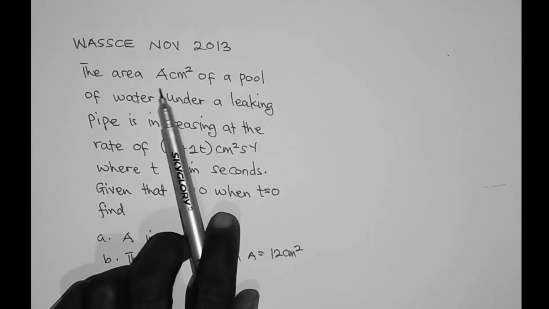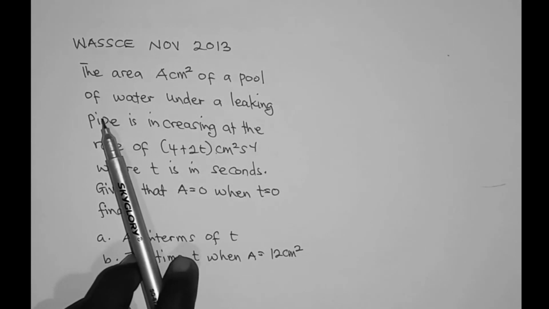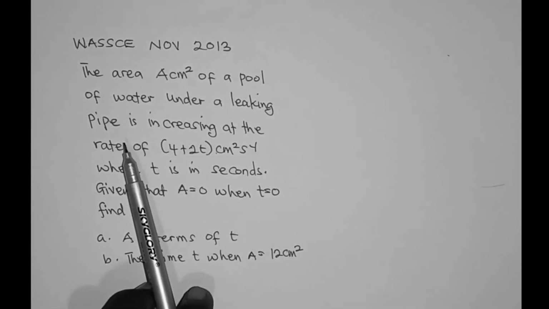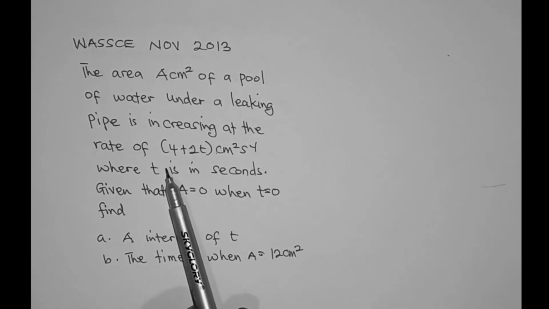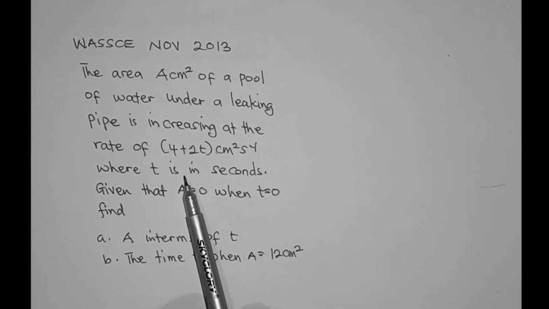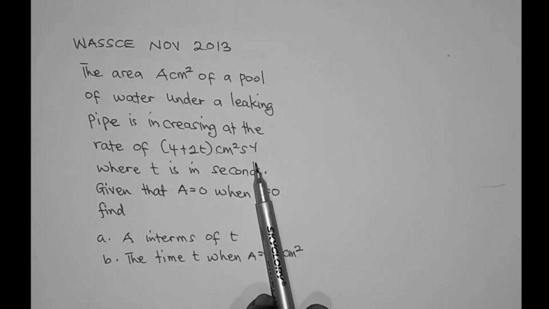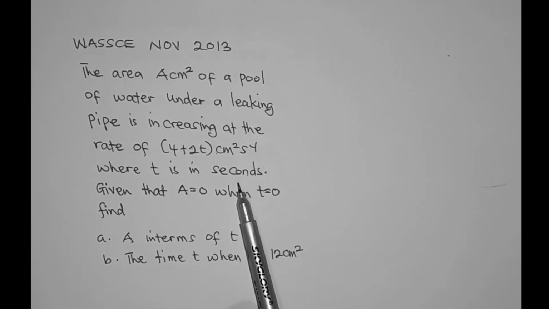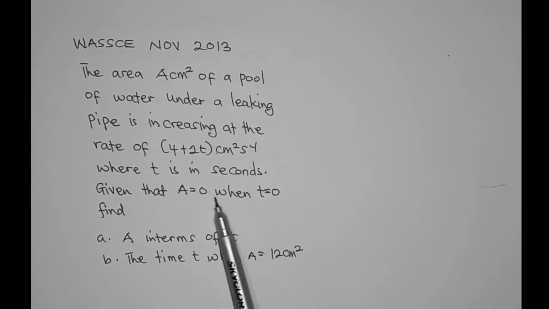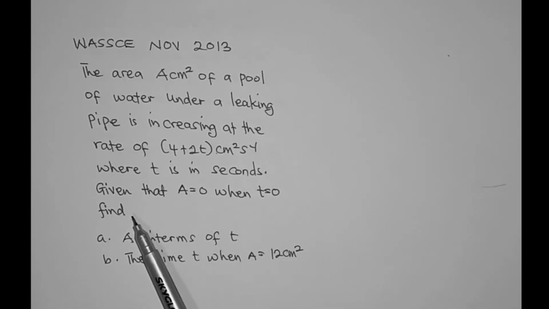The area in centimeter squared of a pool of water under a leaking pipe is increasing at the rate of (4 plus 2t) centimeter squared per second, where t is in seconds. Given that A is equal to 0 when t is equal to 0, find A in terms of t, and then B, the time t when A is equal to 12 centimeters squared.